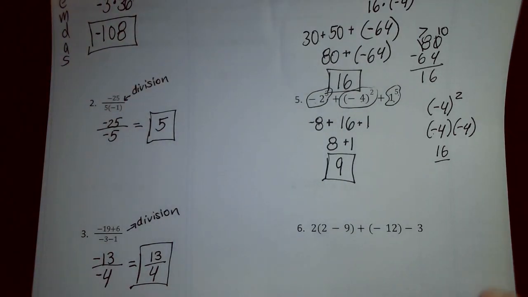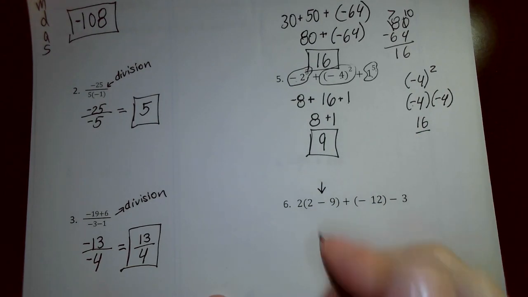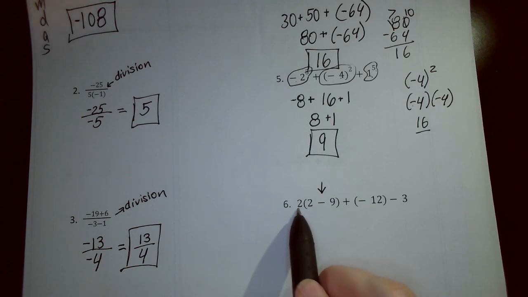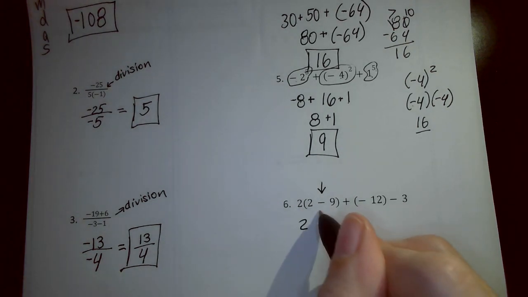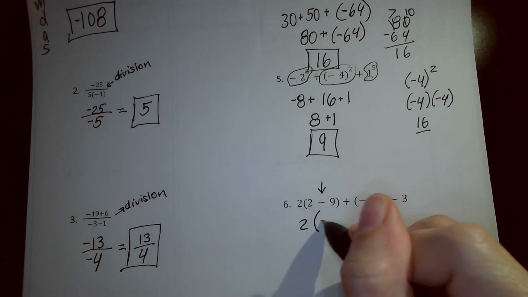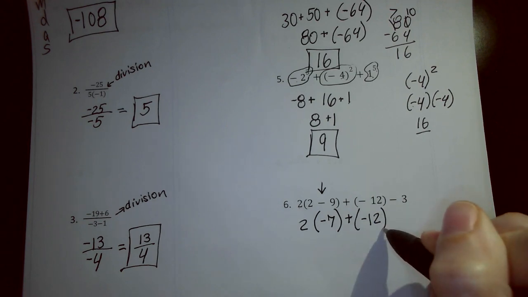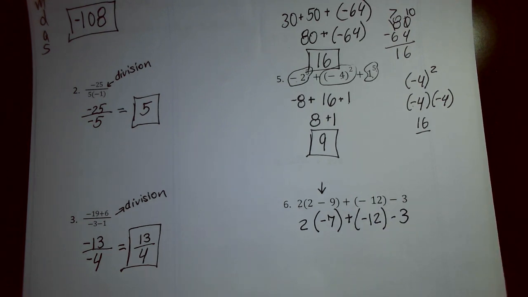Next and last on this page. So we have parentheses. Now this time we have an operation actually happening inside the parentheses. So that is going to happen first. Now don't get rid of the 2 on the outside of the parentheses. That needs to stay there. Then we do 2 minus 9, that's negative 7, plus negative 12, minus 3.